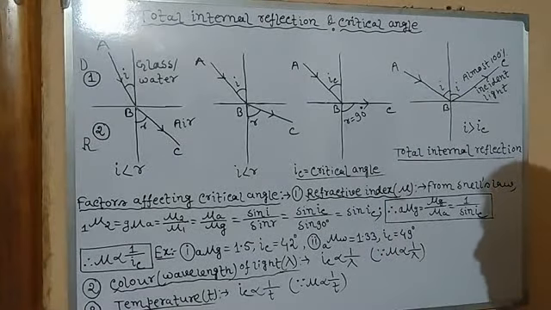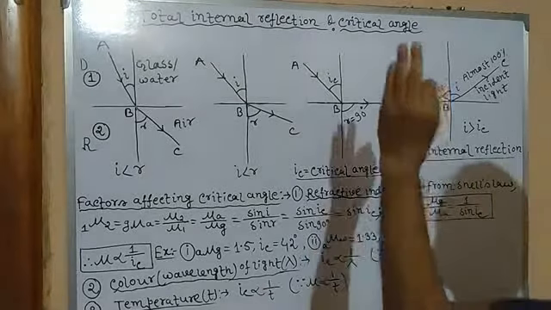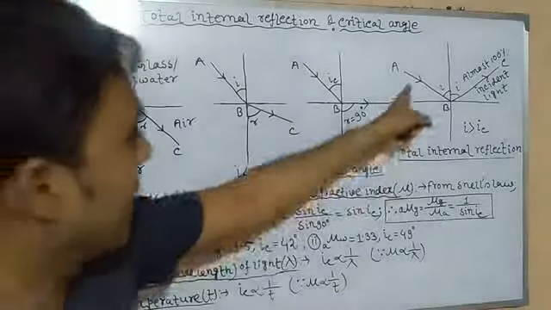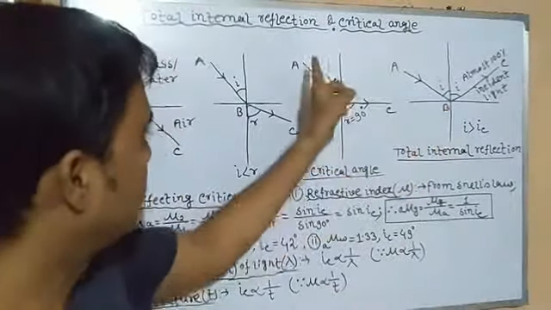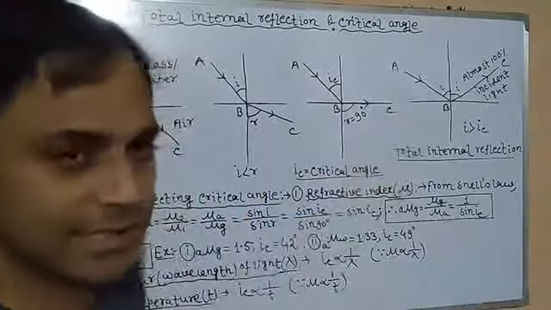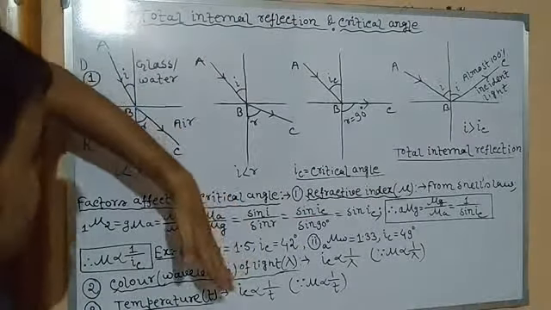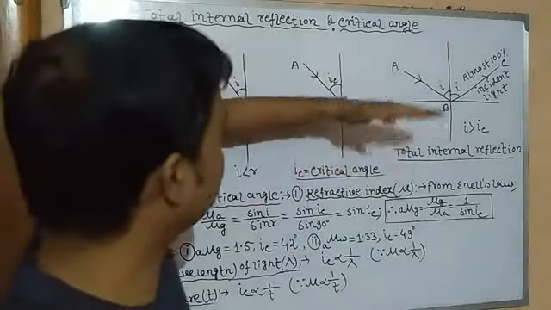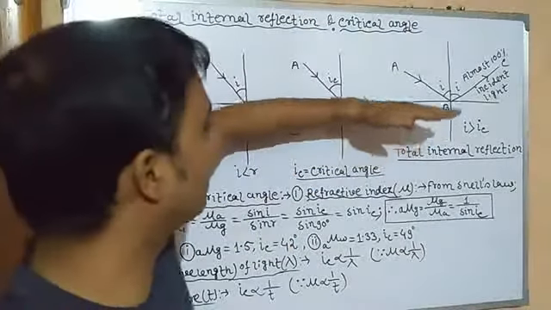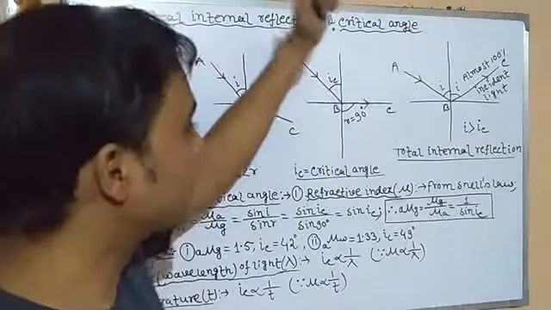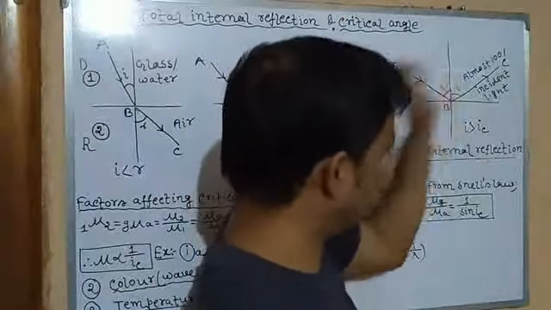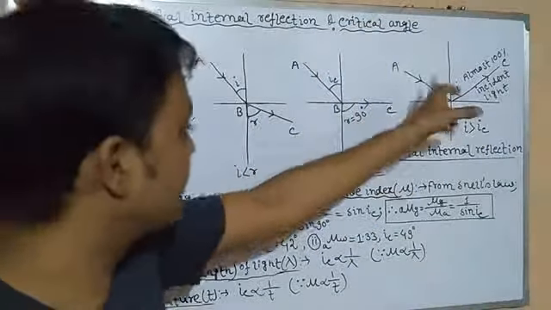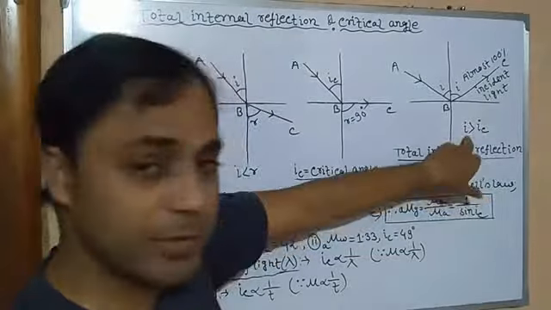We will not stop here. Again we will further increase the value of the angle of incidence, and let's see what happens next. In the fourth diagram we have further increased the angle of incidence. Since the refracted ray is moving away from the normal and getting close to the surface, it is clear that now it will reflect back in the first medium, that is the denser medium, which is what happened here. So in this case the angle of incidence is greater than the critical angle.